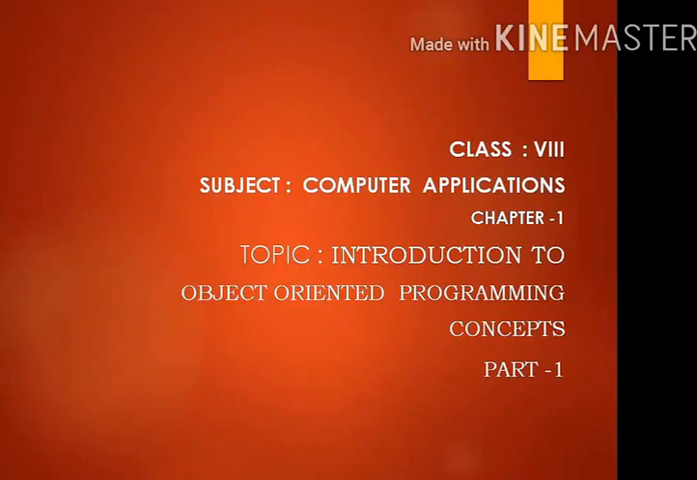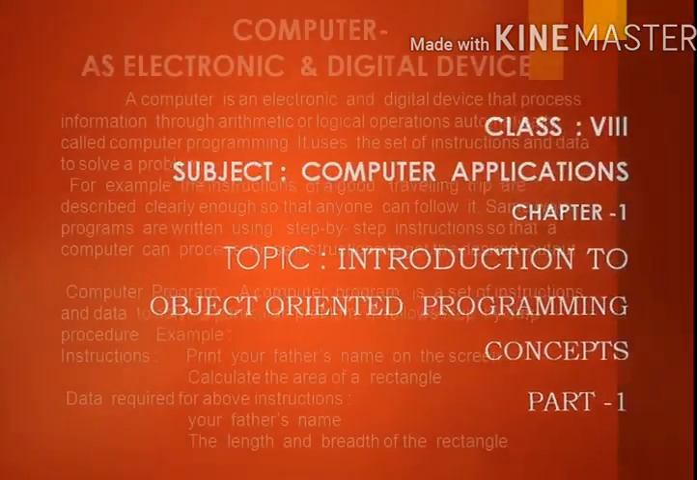Hello my dear students. Today I will discuss generation of computer languages and programming paradigm. The topic is Introduction to Object-Oriented Programming Concepts, Part 1.